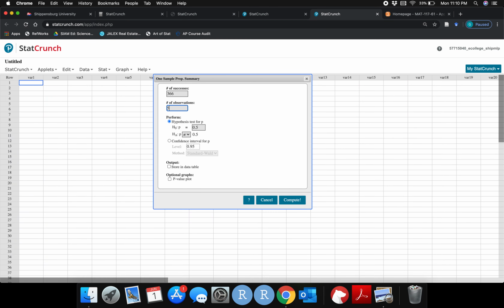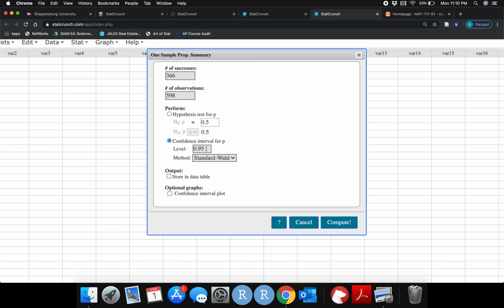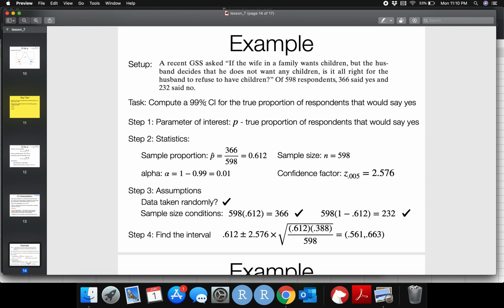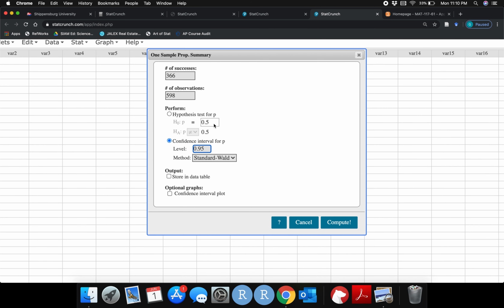And then you go down to confidence interval for P. I'll zoom in a little bit here. You have number of successes, number of observations. I don't want to do a hypothesis test. I want to do a confidence interval. Then it asks you for the level of confidence in a decimal. And so I'm asking here a 99% confidence interval. So I put 0.99. You don't need to worry about the method part. We're using whatever they have defaulted as. So then you click compute.